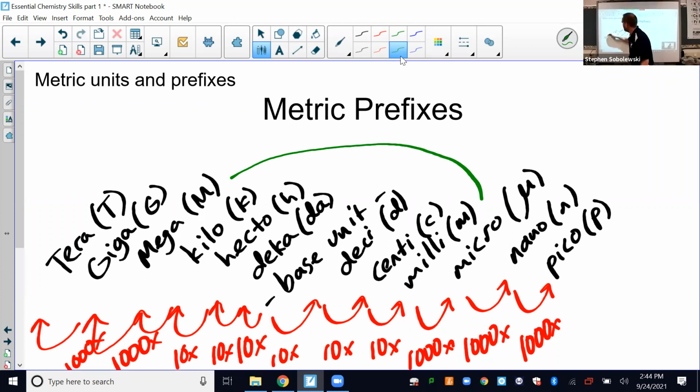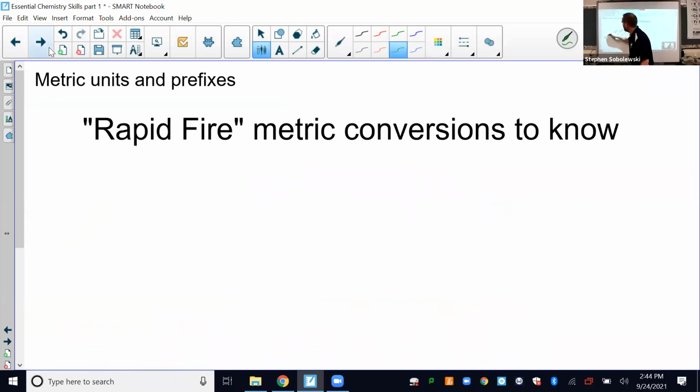The slide I have is what I call the prefixes. These are, regardless of your level of chemistry, 1, 2, 3, AP, the ones you should be able to say. For example, if I tell you you have 1 meter, you should be able to tell me how many centimeters you have. How many cents in a dollar? 100. How many centimeters in a meter? 100.